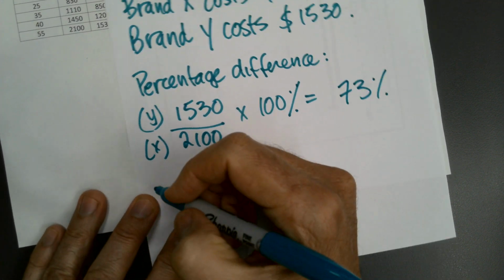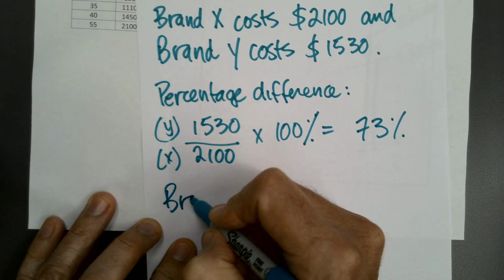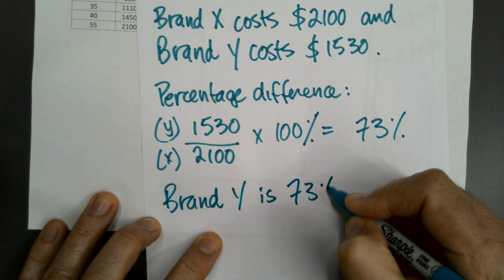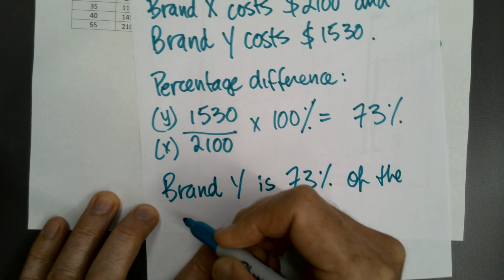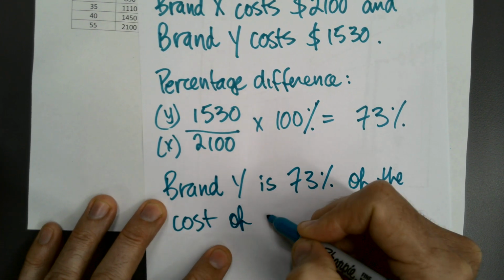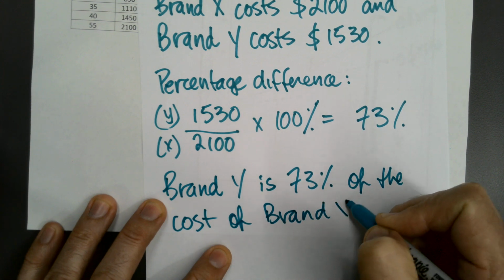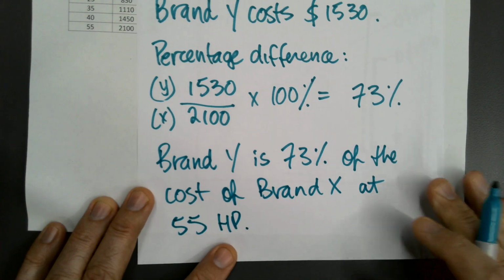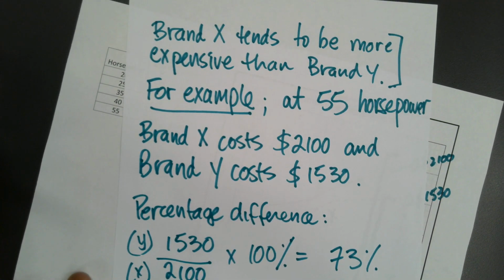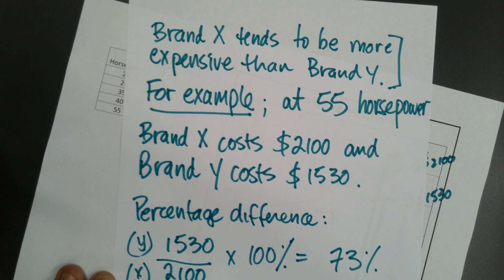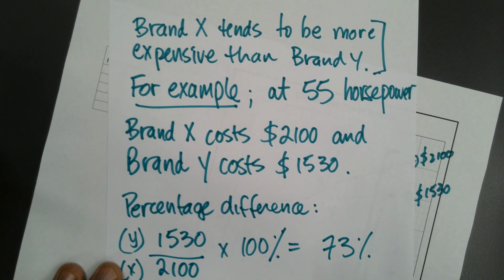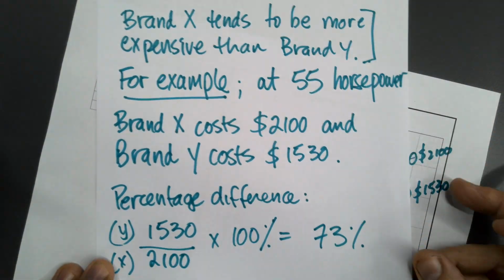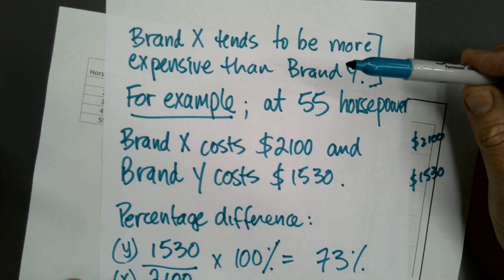What that means is brand Y is 73% of the cost of brand X at 55 horsepower. That's the sort of thing that you do. And you do that for at least one feature of each graph, preferably more than one. But you notice the pattern. It's always going to have this same pattern.